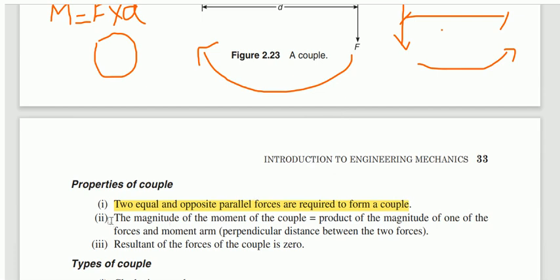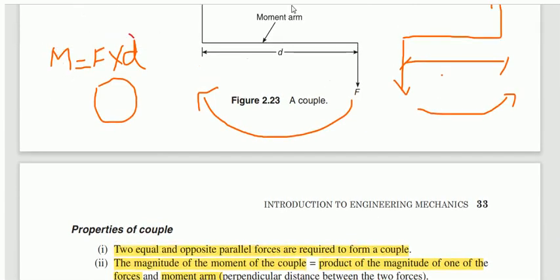And as I told you, the magnitude of the moment of a couple is always equal to the product of the magnitude of one of the forces and the moment arm. Moment arm is nothing but the perpendicular distance between the two forces. You can observe, this is the moment of a couple. We cannot consider the two forces. We consider one of the forces into the perpendicular distance, which gives you the moment of a couple here.